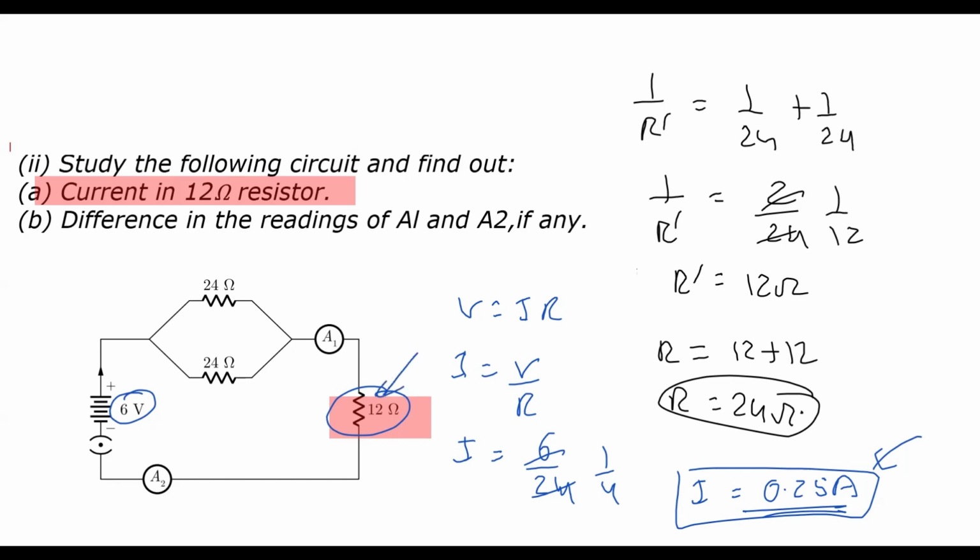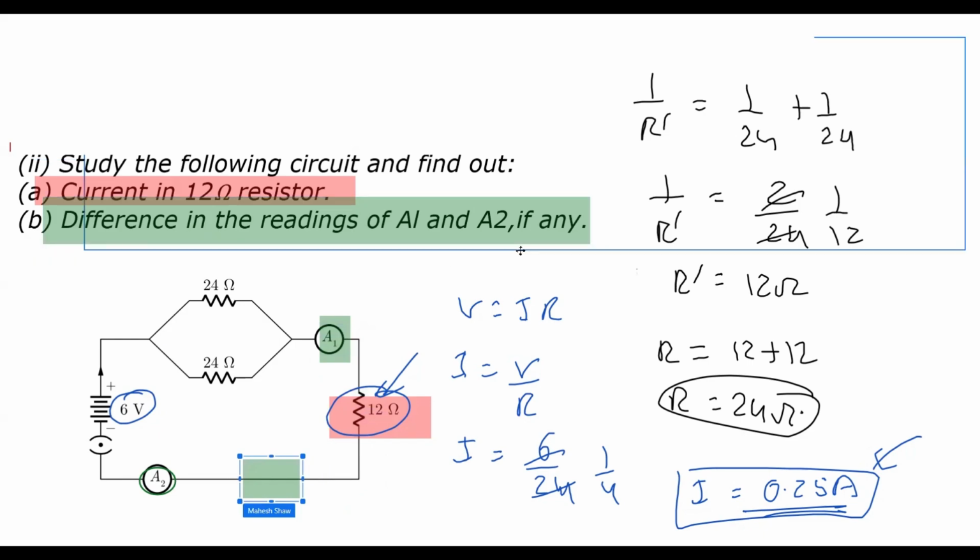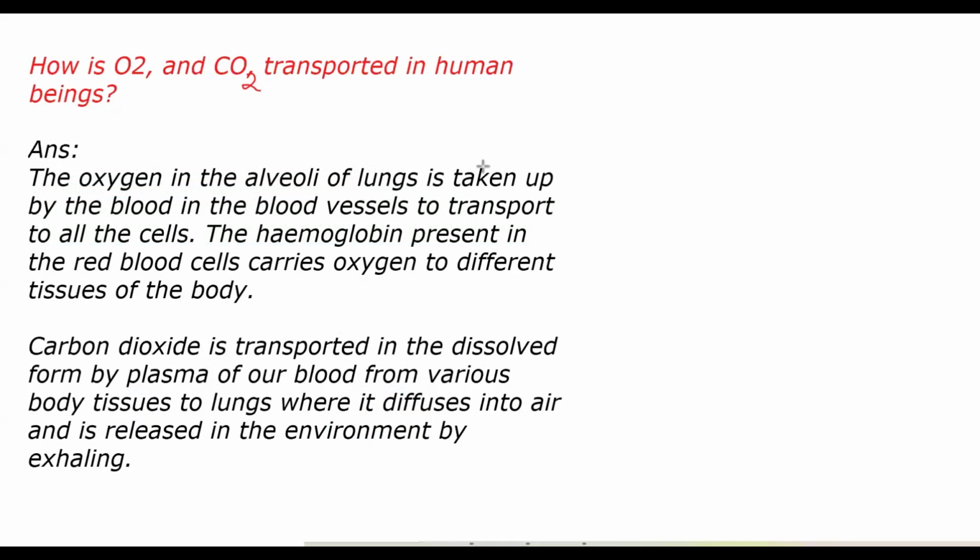Now I can see there is one more part over here. In this part, we have to find the difference in the reading of A1 and A2. There are two ammeters connected. Look into these two ammeters. You can see that they are connected in series. So the current over here, over here, over here will be the same. It will vary at this place, as these are in parallel. But if I connect this ammeter anywhere over here, it should give the same reading. So we'll say there is no difference in the reading.